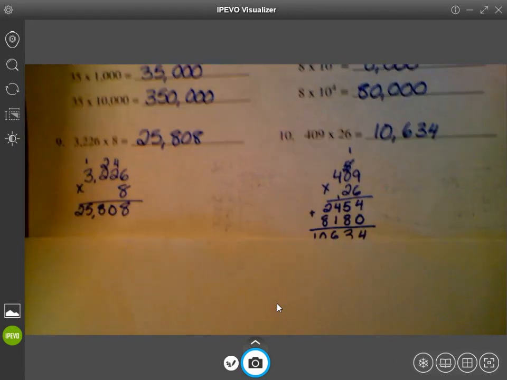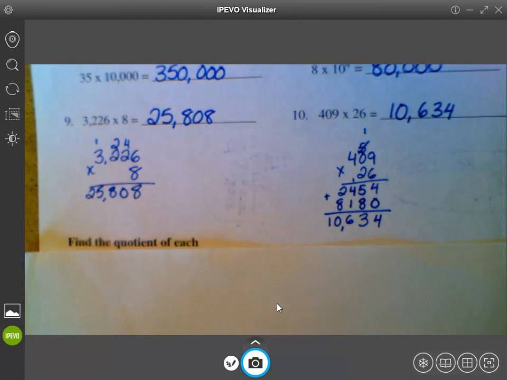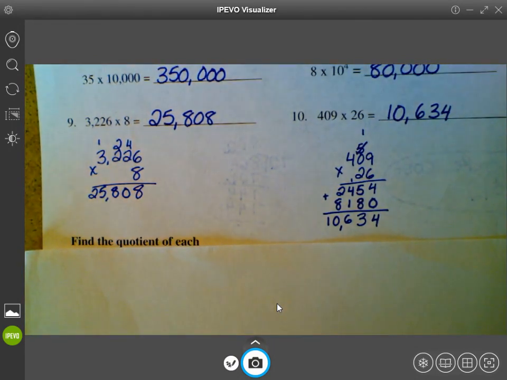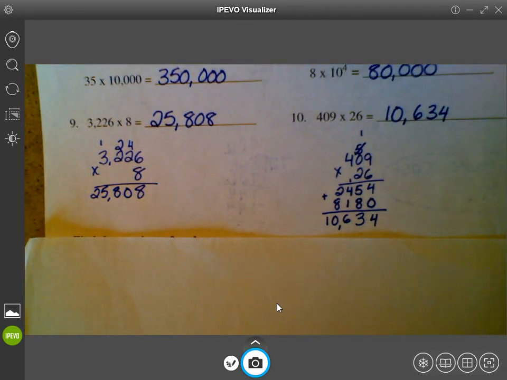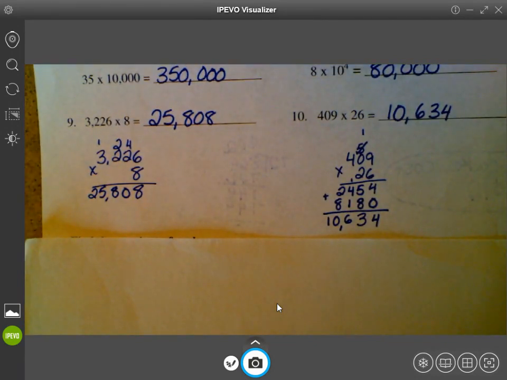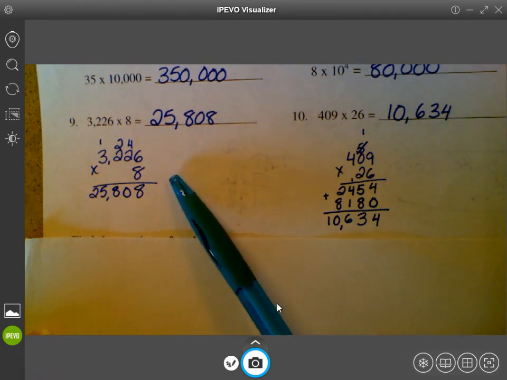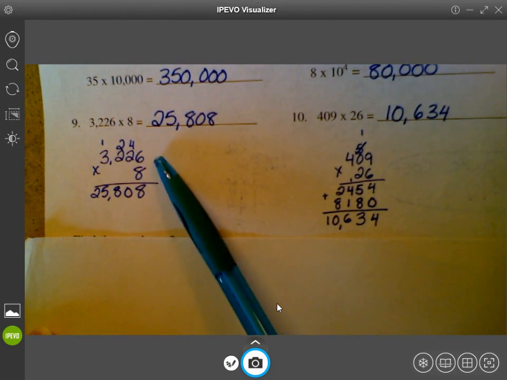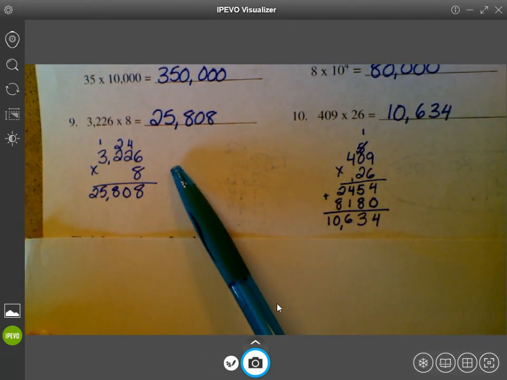Okay, then we had 2 problems where we multiplied. Now I showed my work here so that you guys could see it. For number 9, you were asked to multiply 9,226 times 8. Now when we multiply that, we end up with 25,808. And so you can see my work over here. So if you didn't get the same answer as me, check your work with my work and see if you did your multiplying correctly. Any questions on number 9?